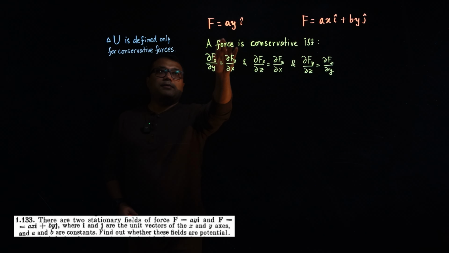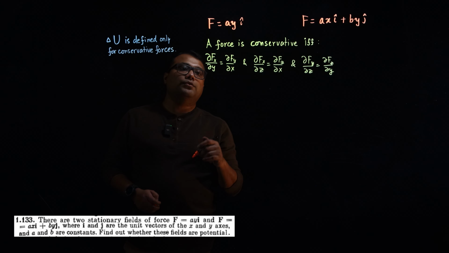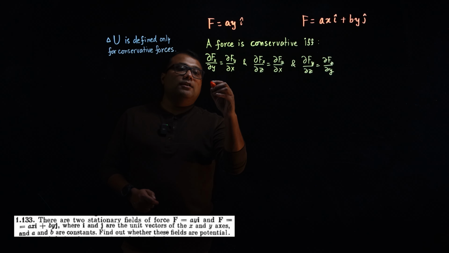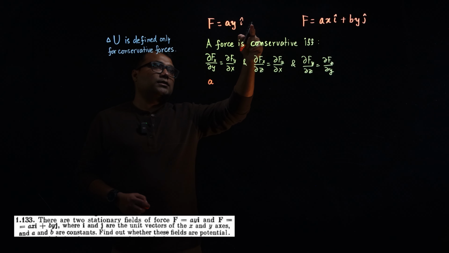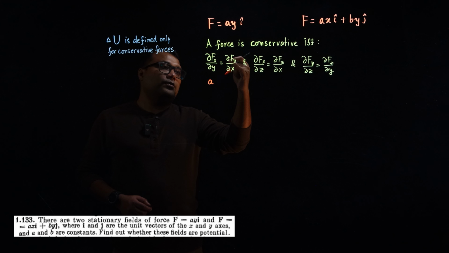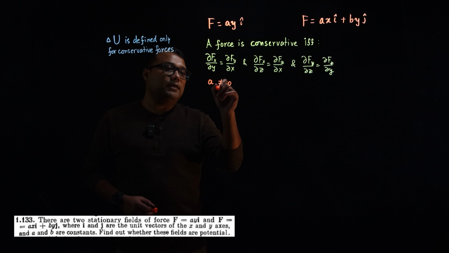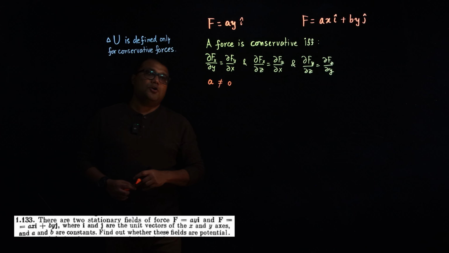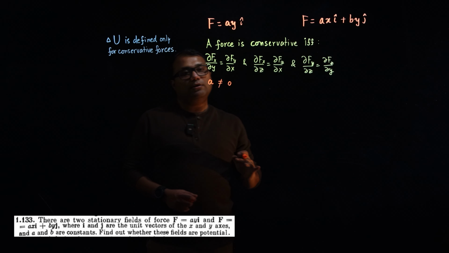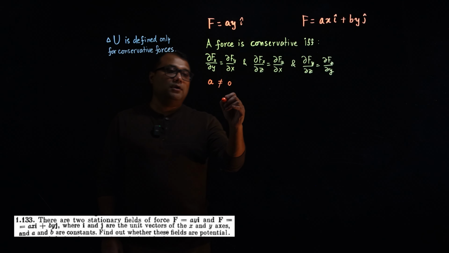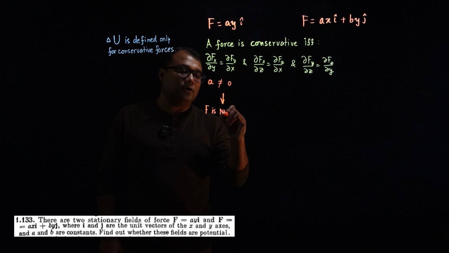So now let's examine this force. Del fx by del y for this force is A. Del fy by del x, there is no y component of force, so this is 0. So right away we can see that this condition is not satisfied. As soon as any of these conditions are not satisfied, we don't need to check any further. So this particular force is not potential.